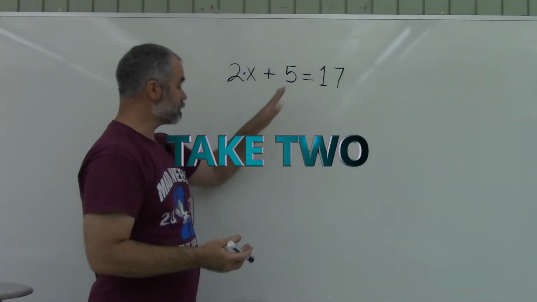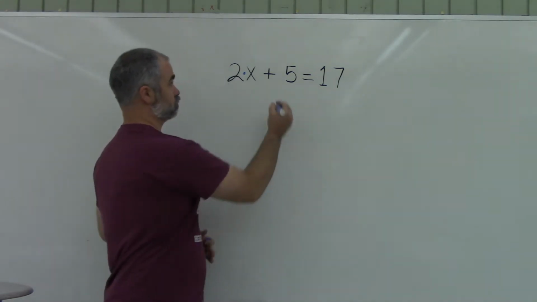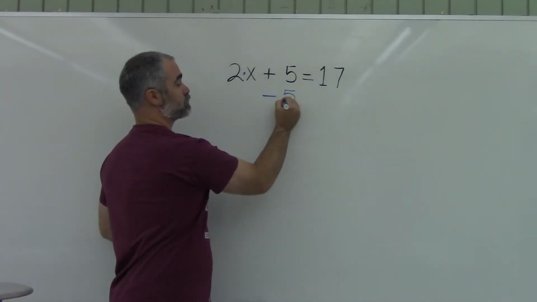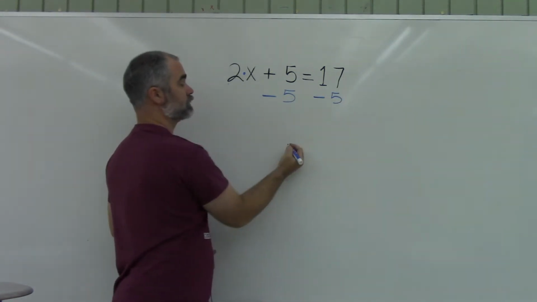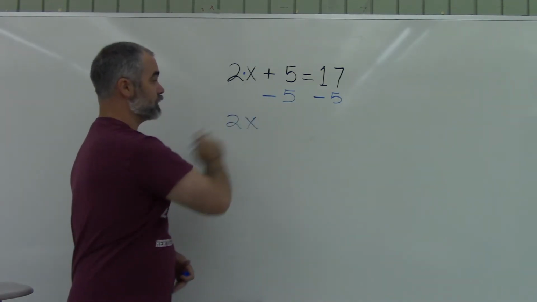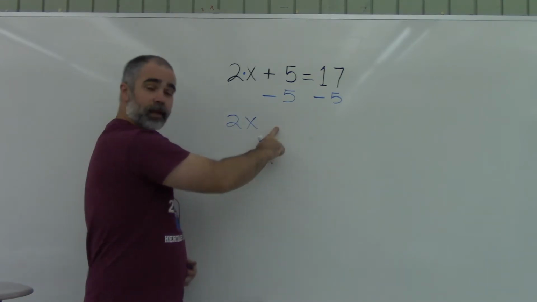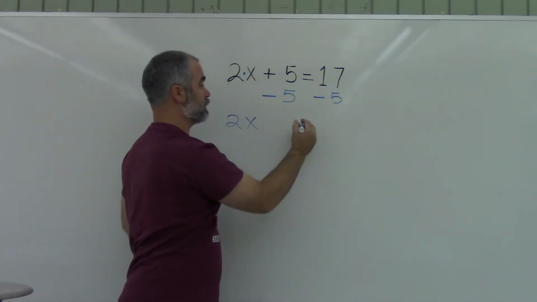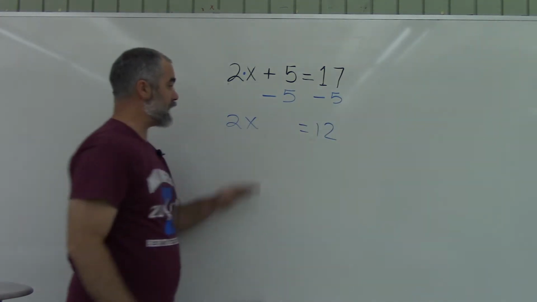So I want to start with the 5. The 5, the opposite would be subtracting. Subtract 5, and we want to do the same thing to both sides. So I'm going to subtract 5. 2x comes straight down because I haven't done anything to it. That stays there. 5 minus 5 is 0. I don't need to write the 0. Bring down the equal sign. 17 minus 5 is 12. Now I have a new problem.